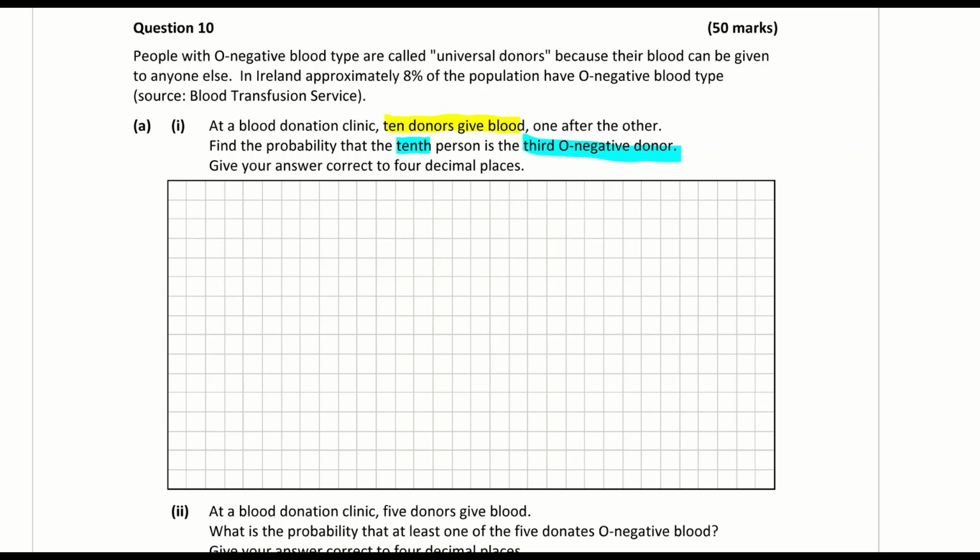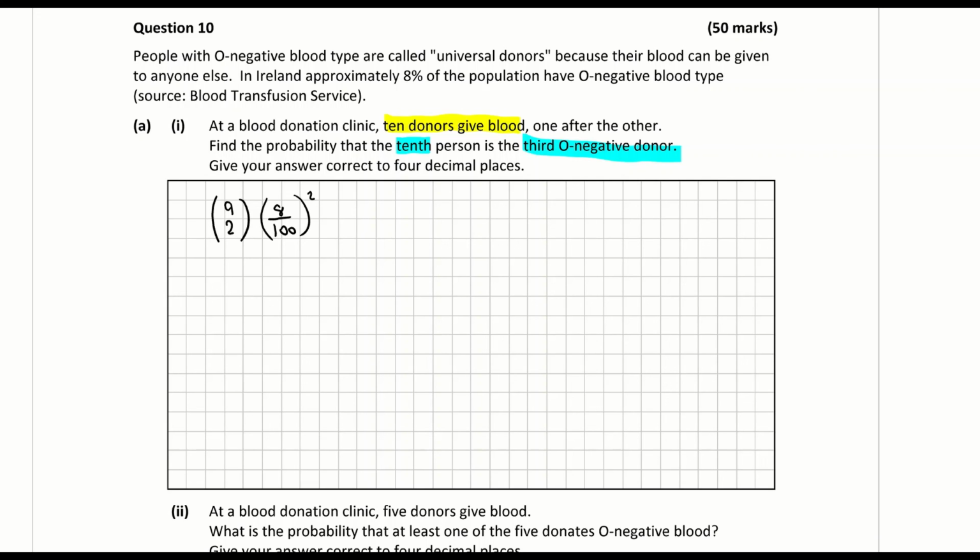So what we're looking at here is the binomial theorem. There's success and failure, O negative blood type, or they're not O negative blood type. So using our binomial theorem, we have 9 people to choose from. Again, there's only 9 because the 10th person has to be O negative, and we'll worry about the 10th person in a second. But of those 9, 2 of them must be O negative. And the probability of getting an O negative person is 8%, which is 8 out of 100 or 0.08, whatever way you want to write it.